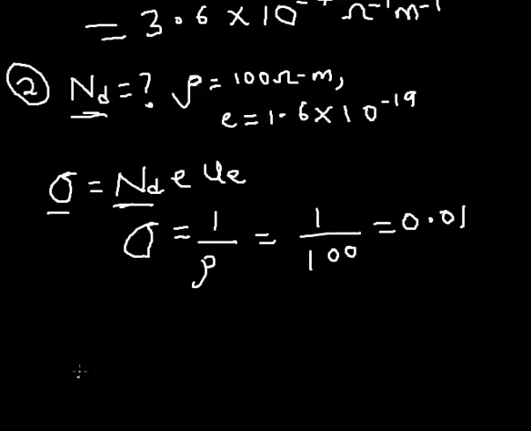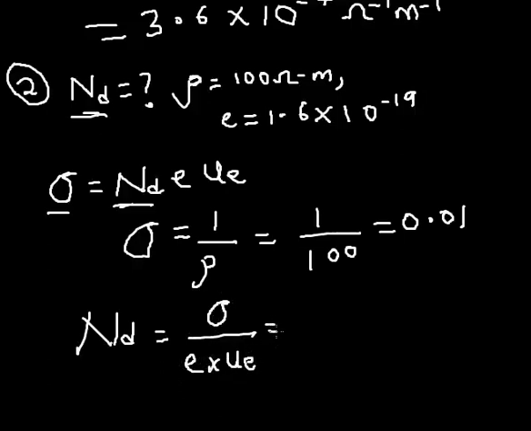Making donor concentration the subject of this formula, I can simply say that donor concentration is equal to the conductivity divided by the charge of an electron, then multiplied by the mobility of the electron. So let's work on this. Conductivity 0.01 all over the charge of an electron, that is 1.6 times 10 raised to the power of minus 19, then times the mobility of the electron.